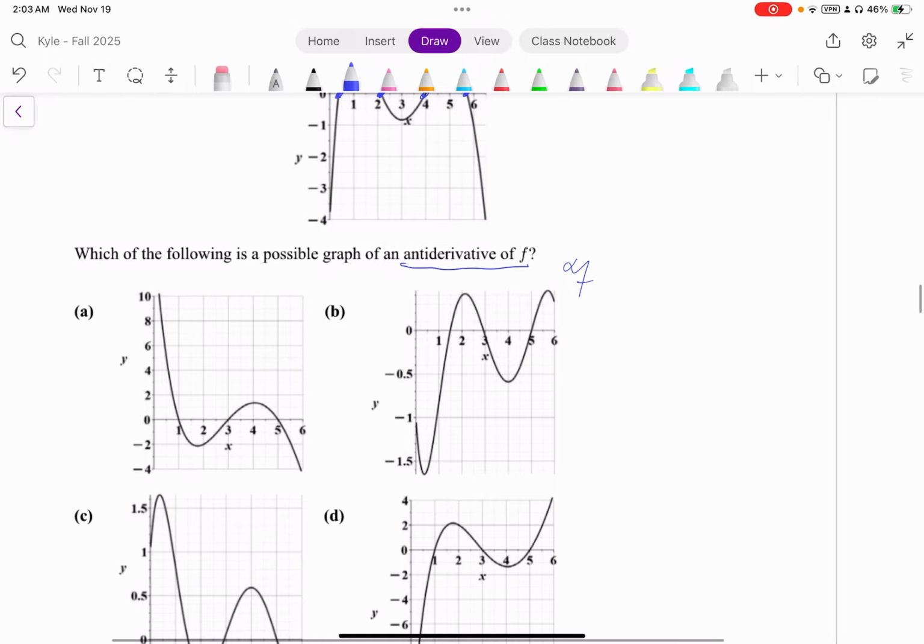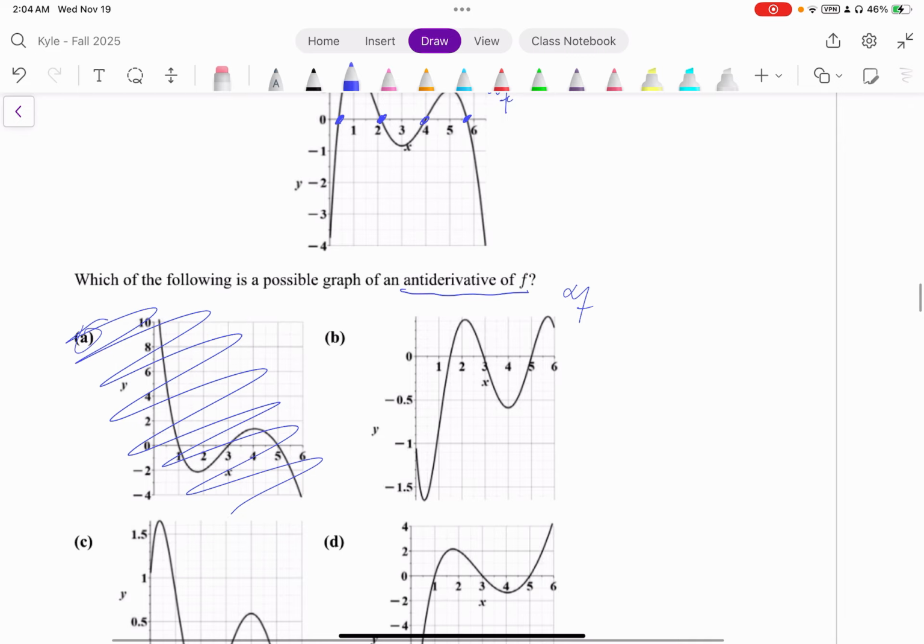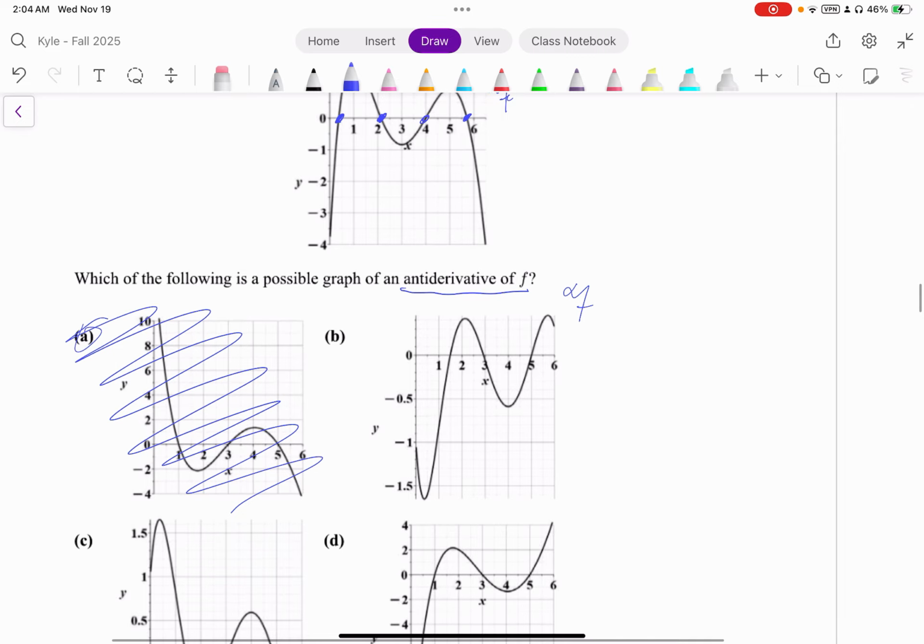So notice here we only have 2 horizontal tangents. In A, we only have 2 horizontal tangents. In B, we have 1, 2, 3, 4, 5. So B cannot be a possibility because we have 1, 2, 3. Oh, no, we only have 4 in this one. So B is a possibility.